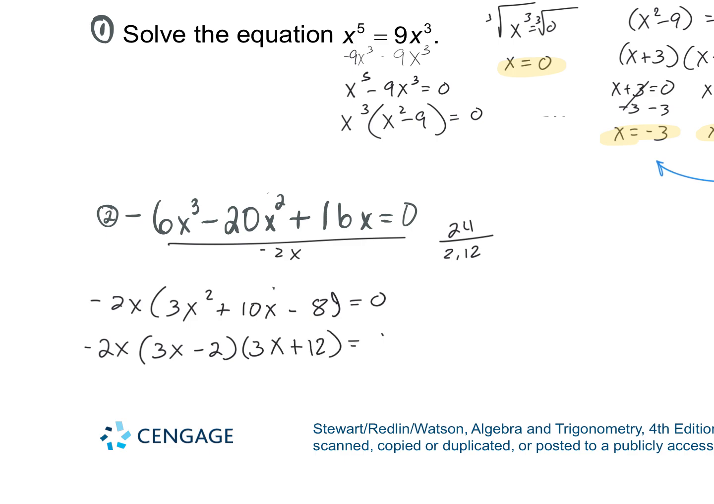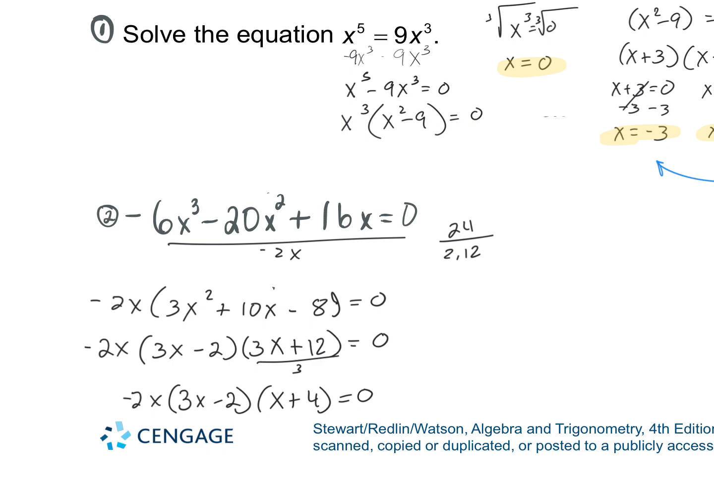Now, you can either simplify the 3x plus 12 now, or you can simplify it later. I'll show you why it's not going to matter if you do it now or you do it later. If I were to do it now, I can divide this whole thing by 3. So I'm left with negative 2x times 3x minus 2 times x plus 4 is equal to 0. Now, I can set up all of those parentheses, including the negative 2x, equal to 0 in order to solve for it.